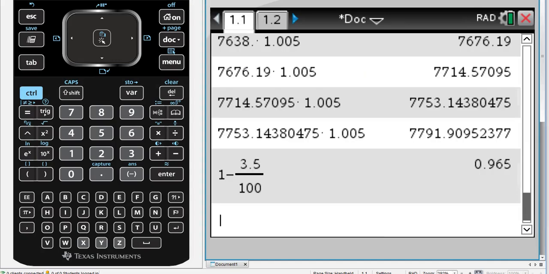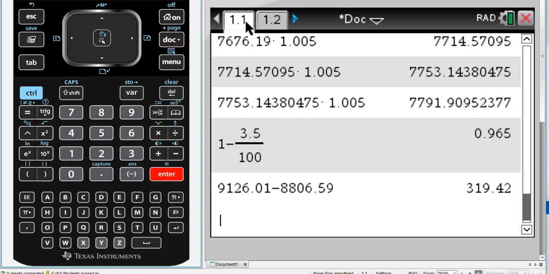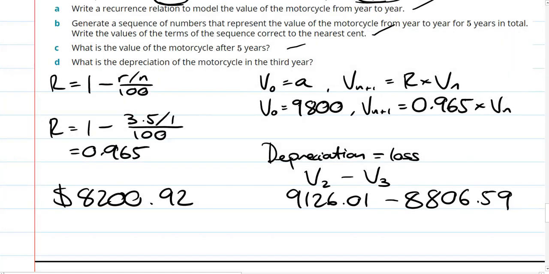So we do that on our calculator. 9126.01 minus 8806.59. And it loses $319.42 in that 3rd year, because that's how much it lost in value in that 3rd year.